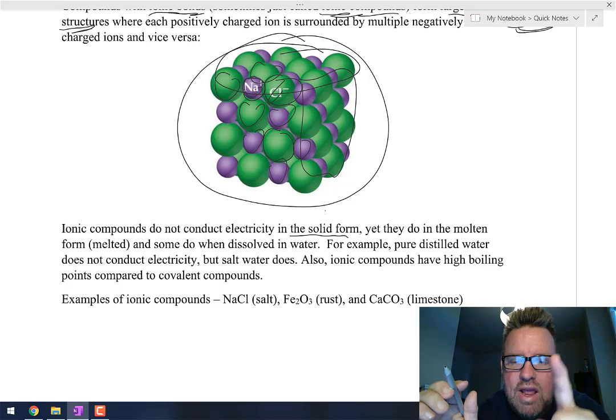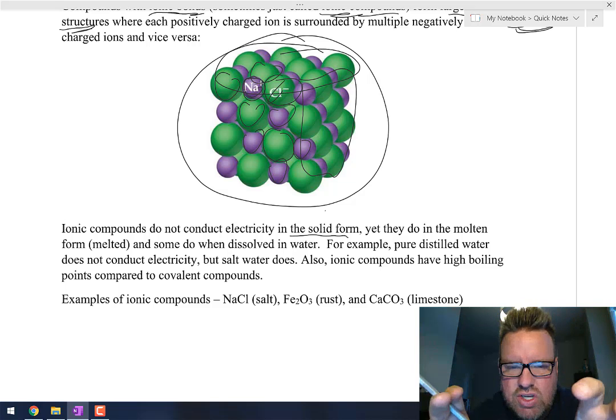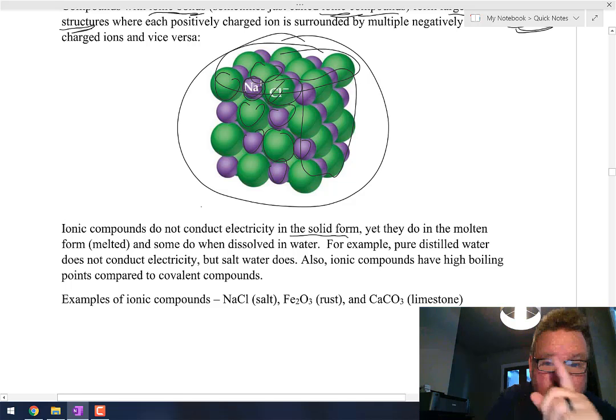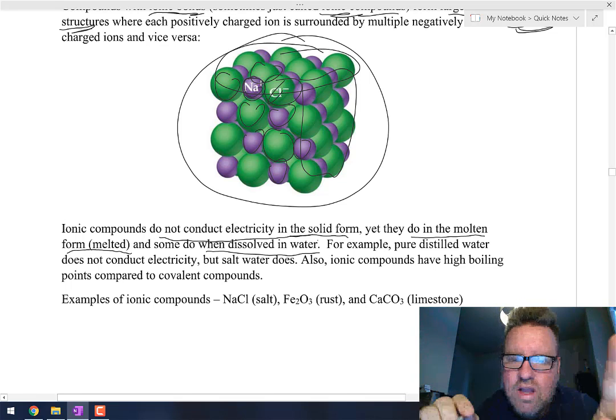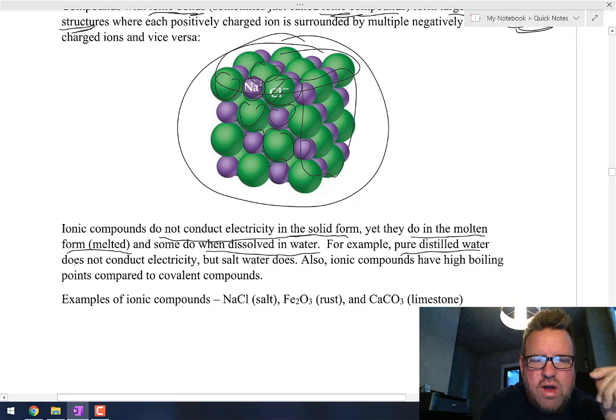Okay, but if you melt salt, which you can do, which seems weird. Wait, you can melt salt? Yes, you can turn sodium chloride into a liquid. Okay, they do conduct electricity. So they don't conduct electricity in the solid form, but they do in the molten form, the melted form. And if you put salt in water, water does not conduct electricity by itself. That's a very common misunderstanding. It's the other stuff that's in water that allows electricity to flow. Okay, so pure distilled water does not conduct electricity, but salt water does.